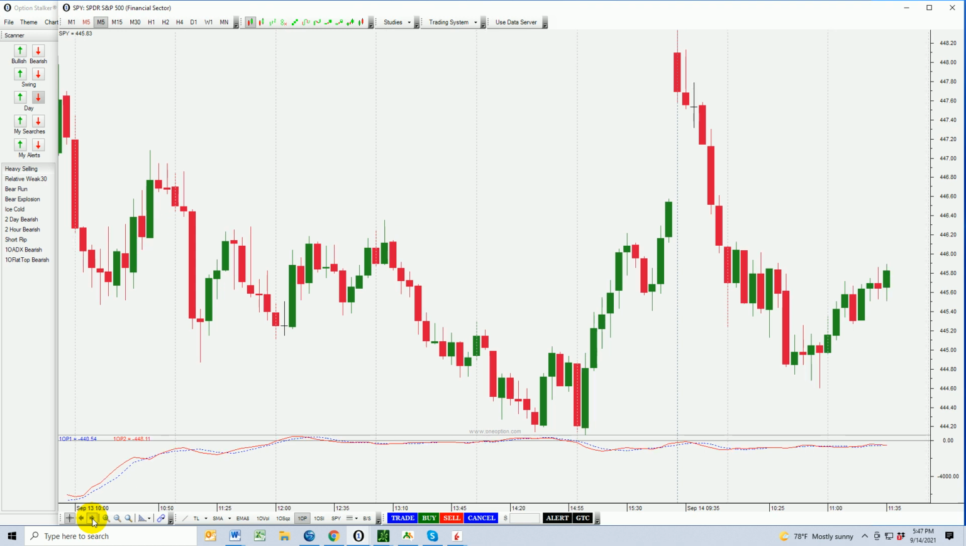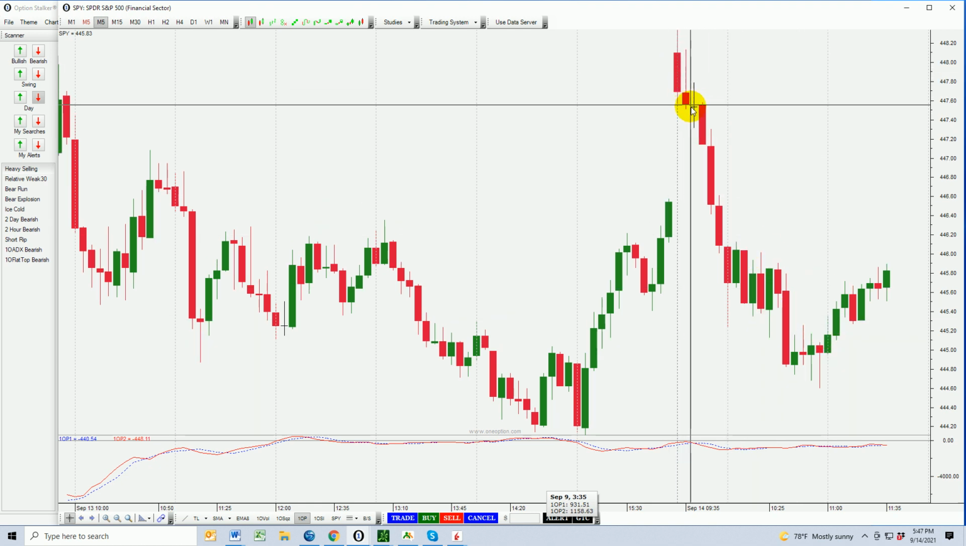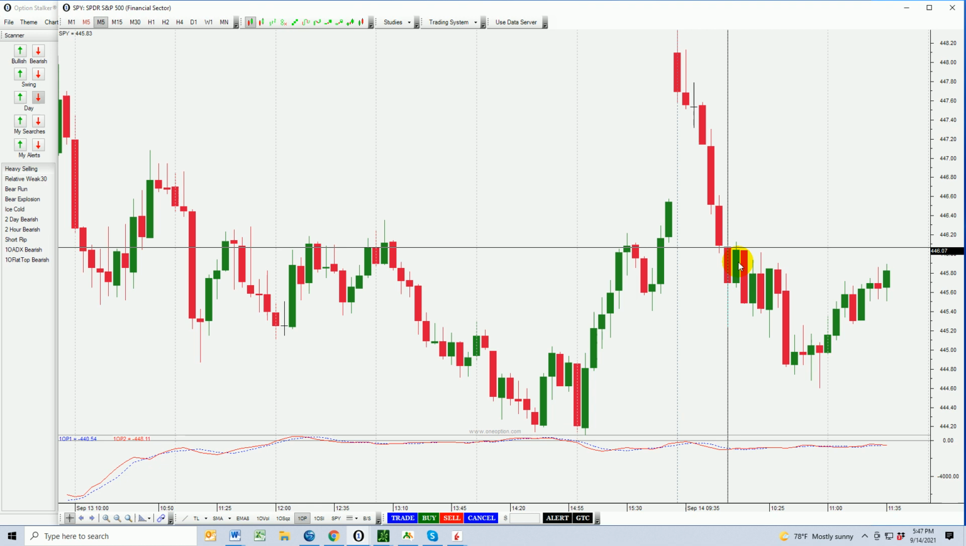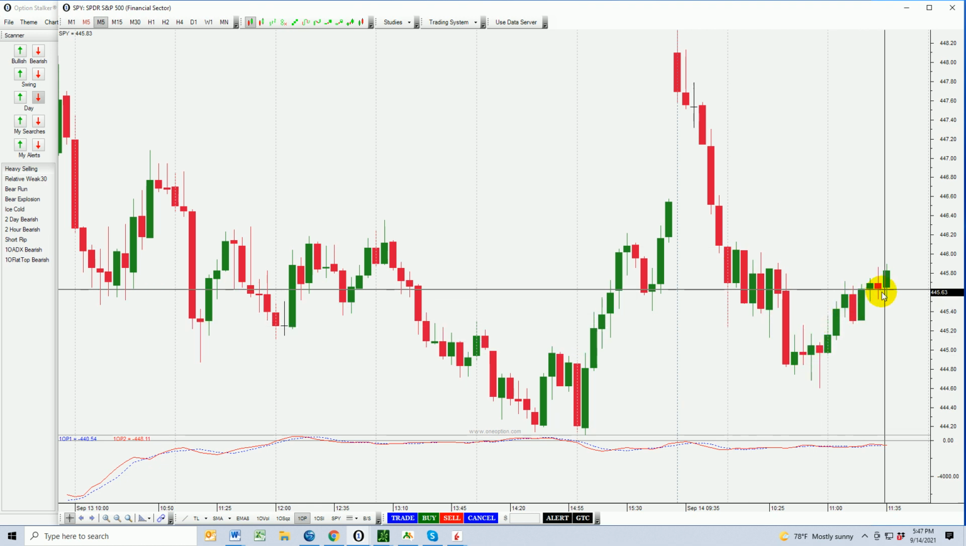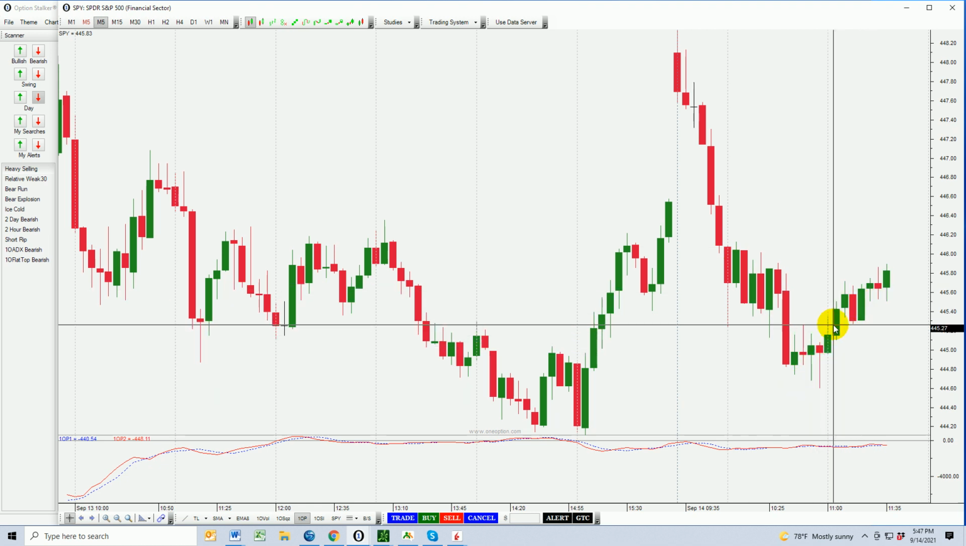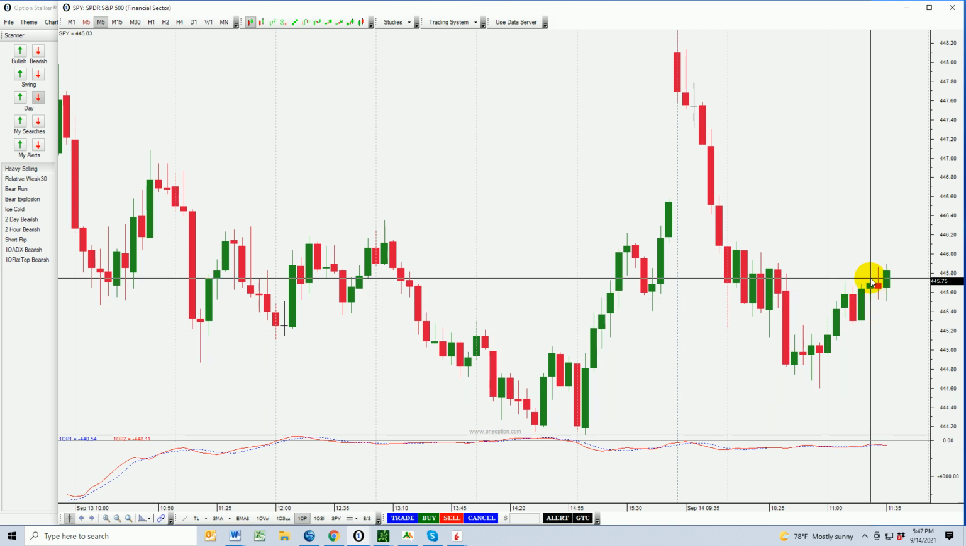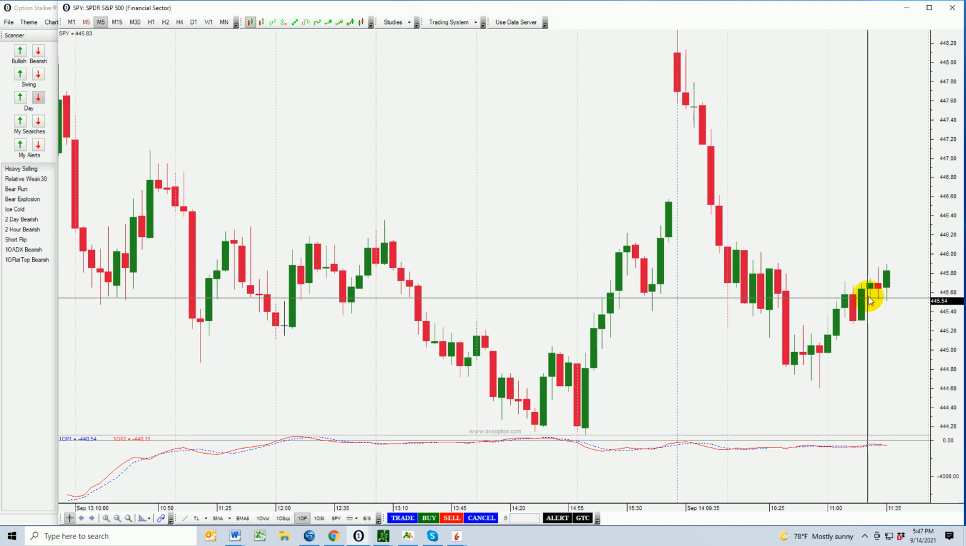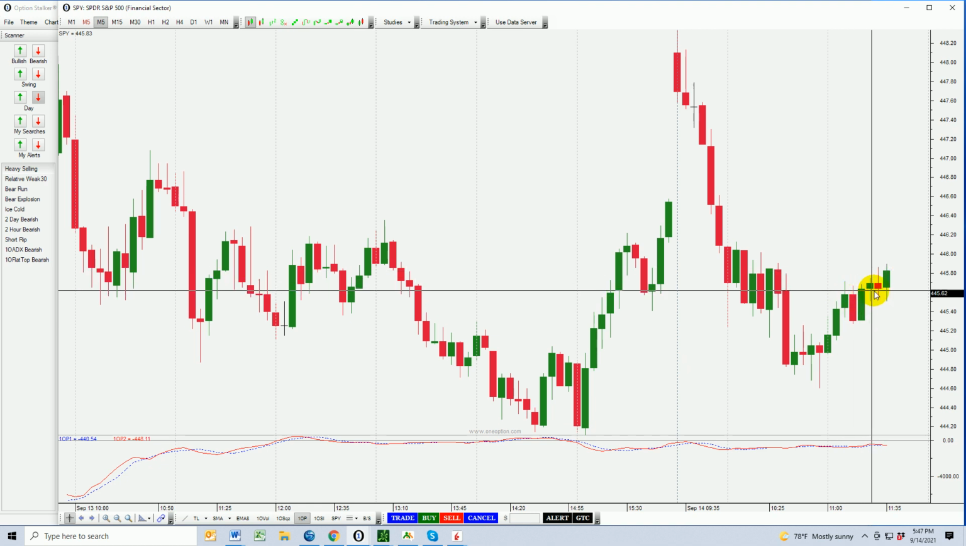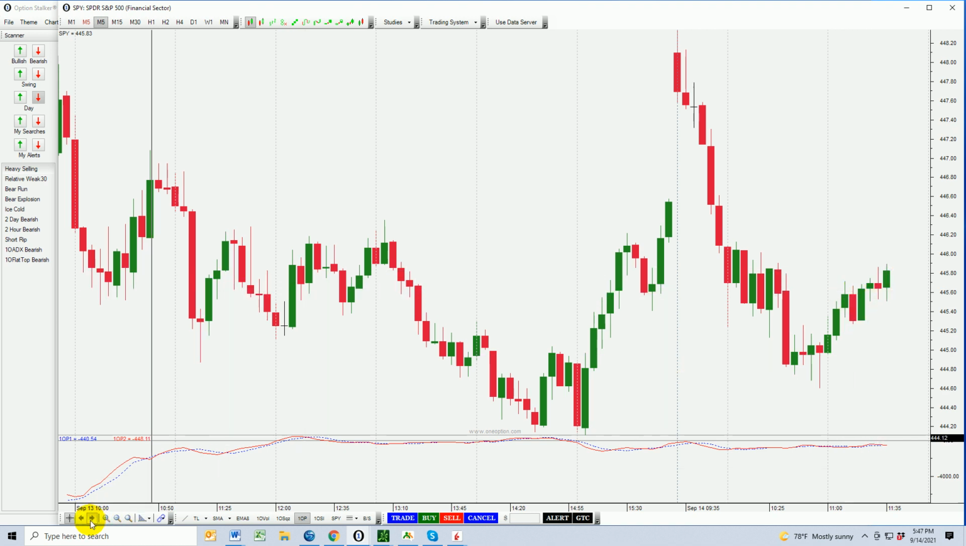Okay, that's a pretty decent little bounce right in there. But tiny bodied candles, relative to this context, this is not that strong. Tiny, tiny little bodied candles. That is a sign that the trend is weak. And tails above and below body. So long wicks in there, tiny bodied candles.